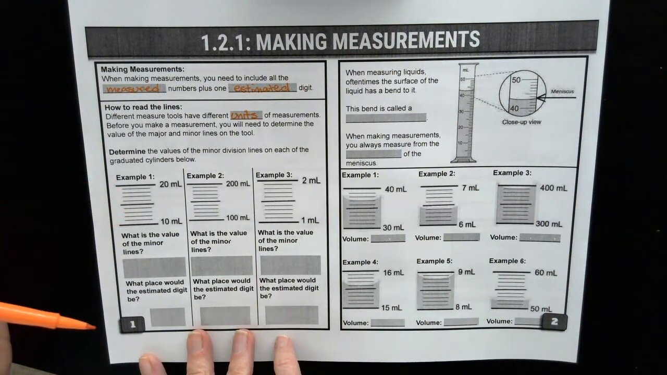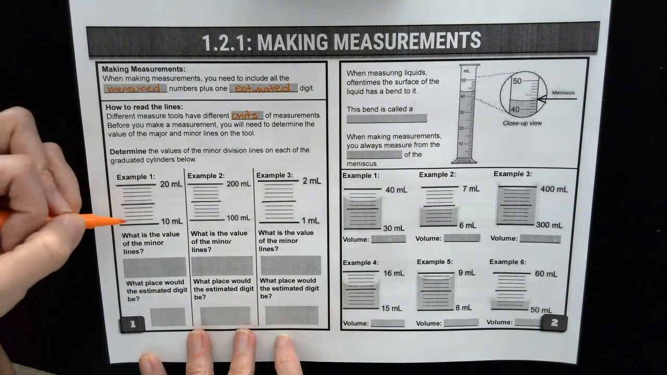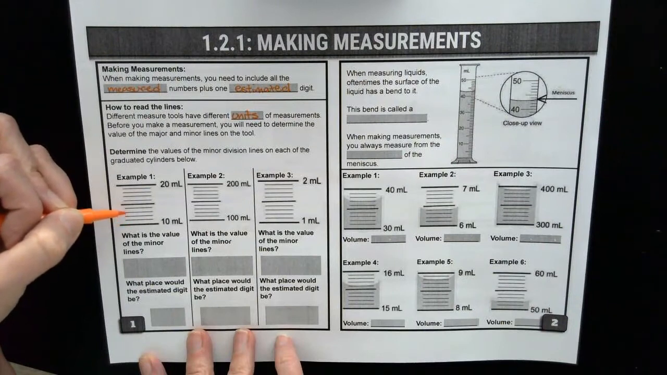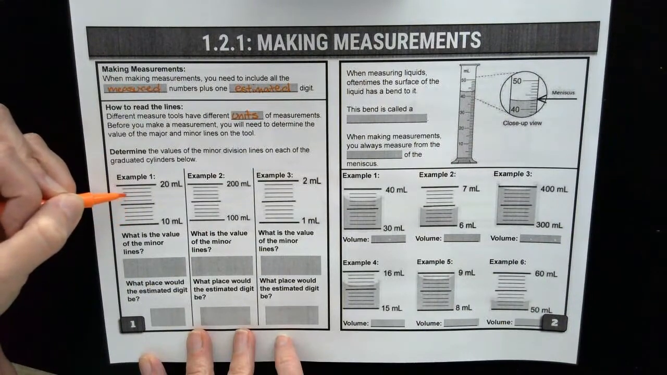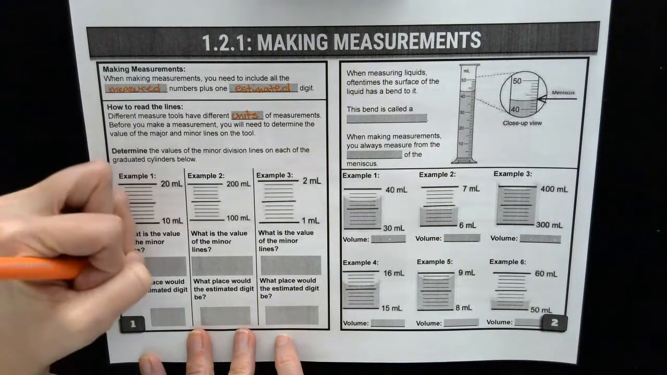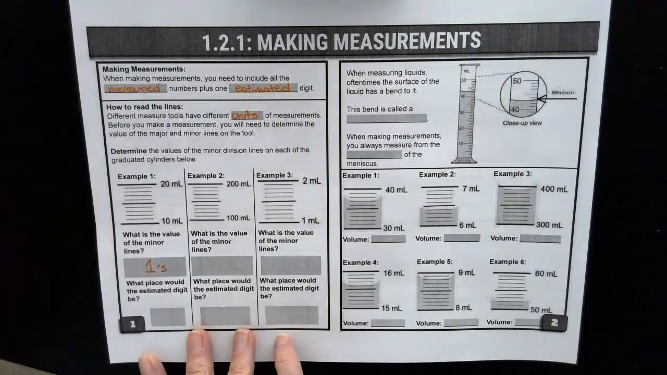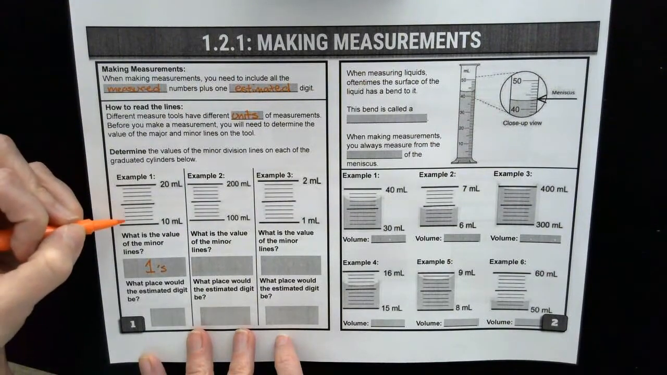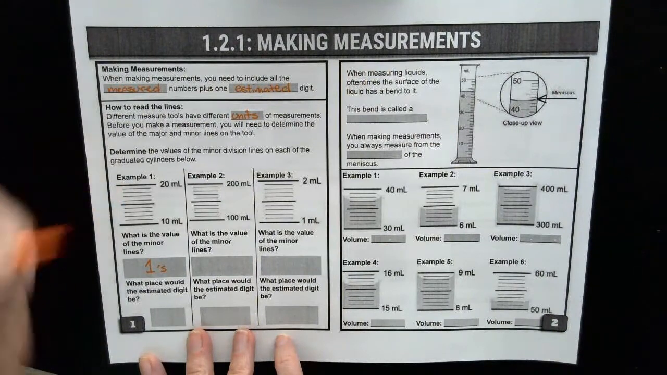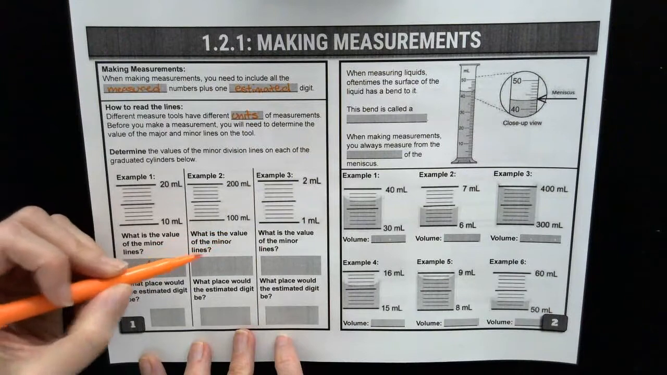Okay, so what I would do is I would count here, and I see this is 10 and this is 20, and I've got 1, 2, 3, 4, 5, 6, 7, 8, 9, 10 lines in between. So that means that we're going to be counting by ones. Okay, so this would be 11, 12, 13, 14, 15, 16, 17, 18, 19, 20 milliliters. And then it says, what is the value of the minor lines on this one?